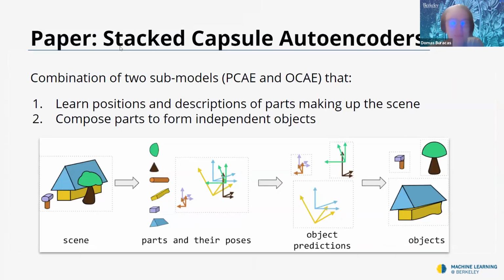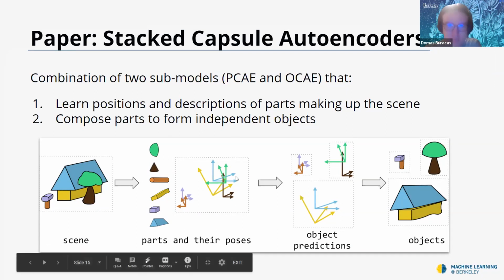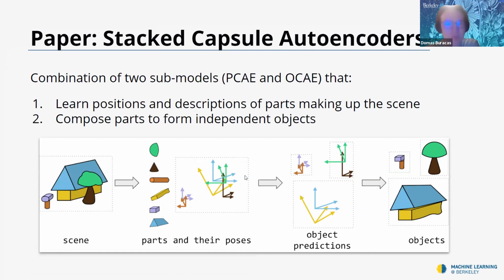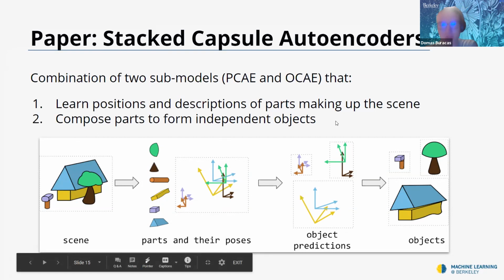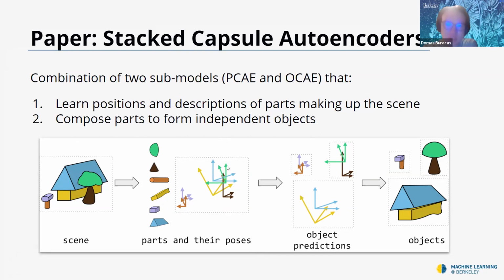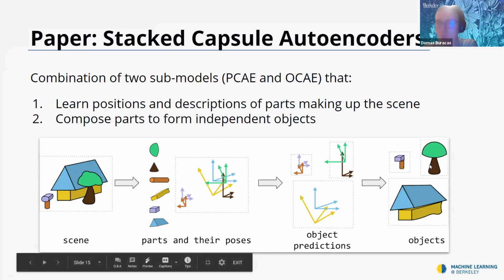Okay, so the paper that we're re-implementing is stacked capsule autoencoders. This architecture is a combination of 2 submodels, a part capsule autoencoder and an object capsule autoencoder. The first model predicts parts and their poses. The parts here are these different little bits that compose the house and tree and such, and these are the poses that are then predicted. Then the second part of the model predicts objects. So it associates each of these parts with an object. It can find that this tree is composed of this leaf part as well as a bottom trunk part.